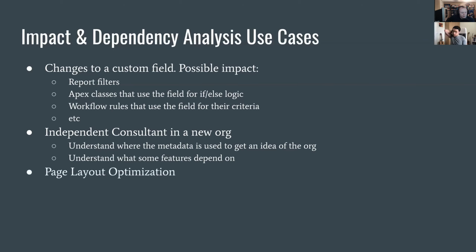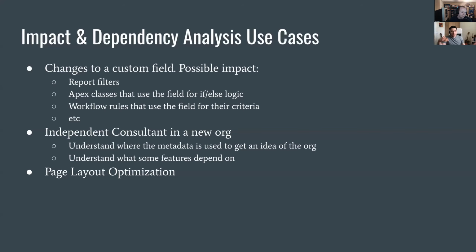And another use case for Happy Soup, which is very rare, but I know some people use it, is you can also use it for page layout optimization, right? And this is a use case where you have tons of fields on a page layout and you want to remove some of them. And essentially what you're looking for is some sort of data dictionary or some metadata dictionary that will tell you, okay, these are all the fields on this particular page layout.